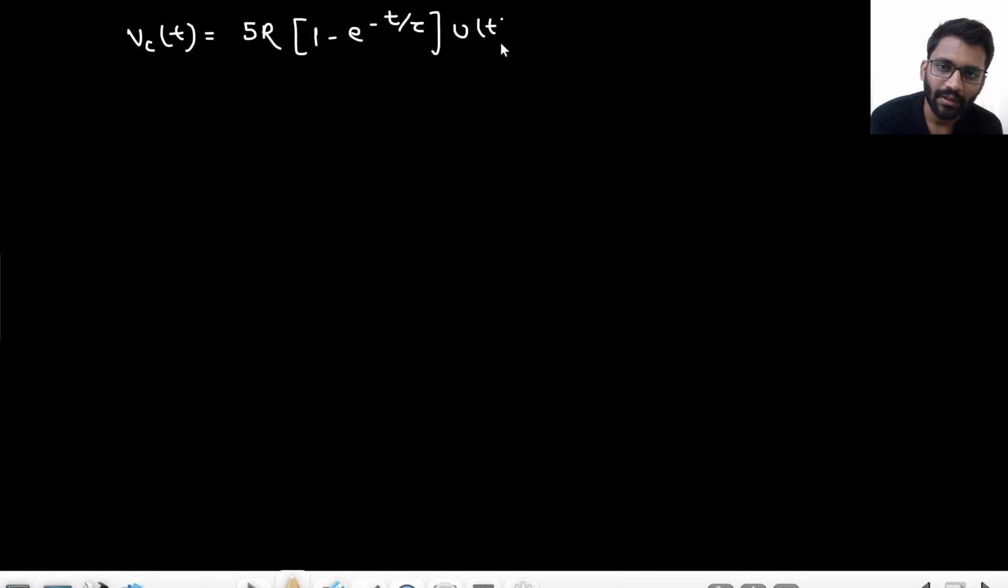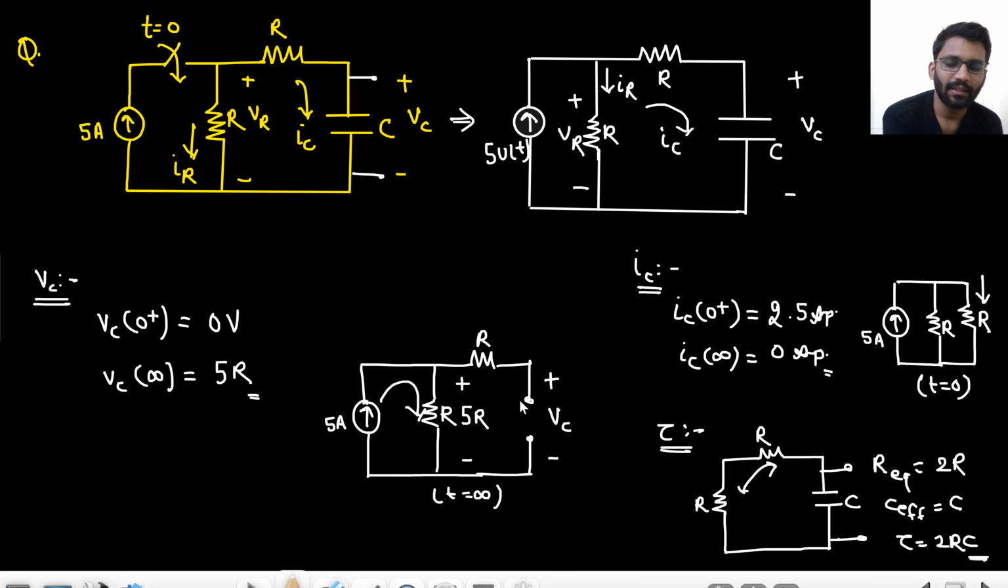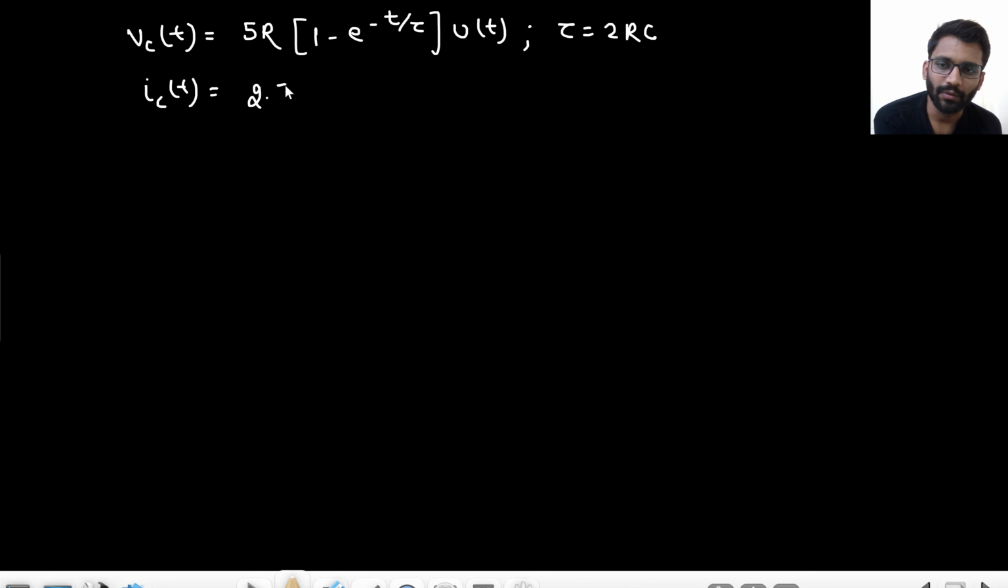So if we want to write down the equation of VC(t), from 0 to 5R it is rising. So 5R times (1 minus e to the power minus t upon 2RC), with time constant being 2RC. And what about IC(t)? Initially the current was 2.5, then it goes down to 0. So 2.5 e to the power minus t upon 2RC, with time constant being 2RC. Now we can make the waveform of these two.